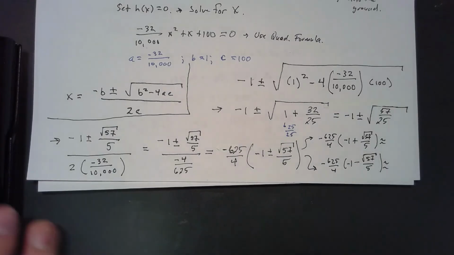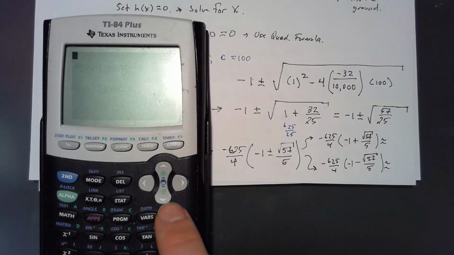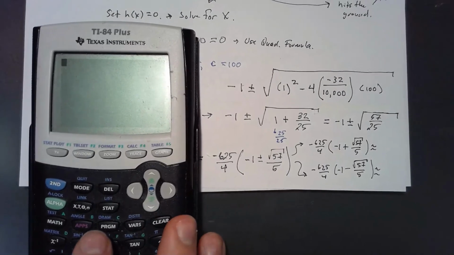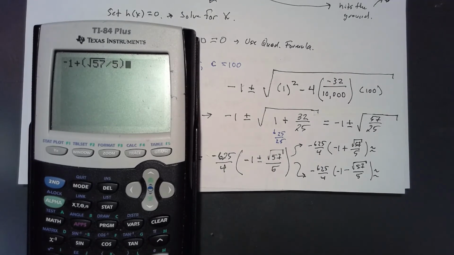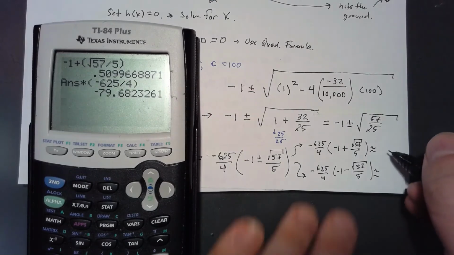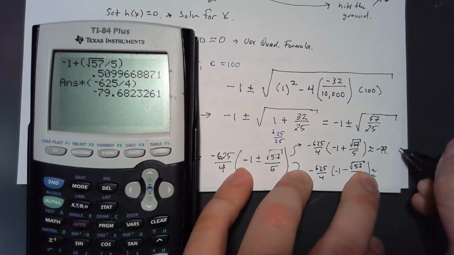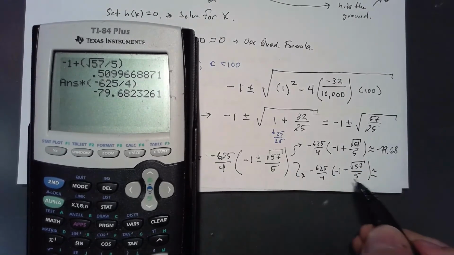Okay, let's do the first one. You're not going to get nice numbers when you do quadratics sometimes. You just don't. So, negative 1 plus the square root of 57 divided by 5. That gives me that. Times that by the fraction negative 625 divided by 4, and that gives me approximately negative 79.68.